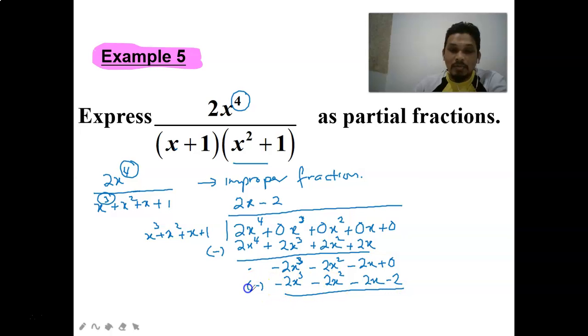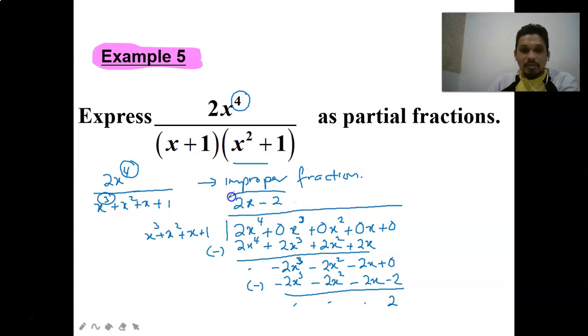Okay, so again minus here equal to 0. Negative times negative becomes positive, so negative 2x squared plus 2x squared is 0. Negative 2x, negative becomes positive, so negative 2x plus 2x is 0. Negative times negative becomes positive, so 0 plus 2 equals 2.